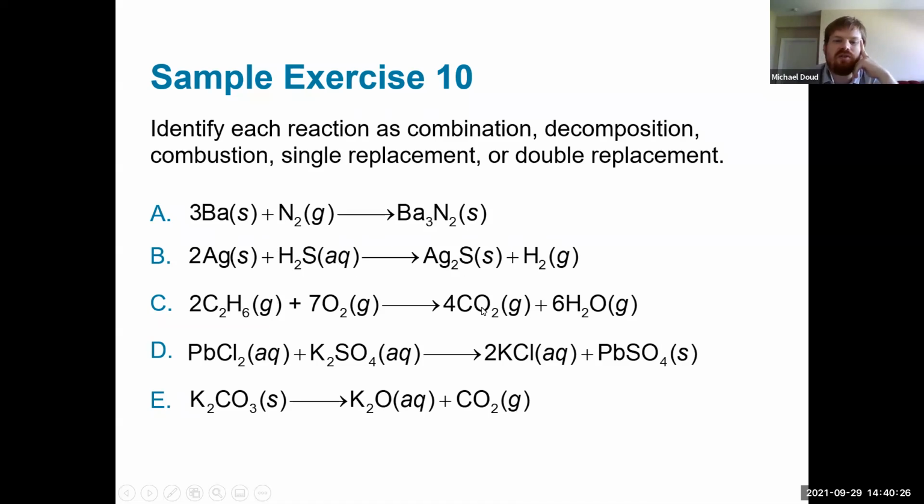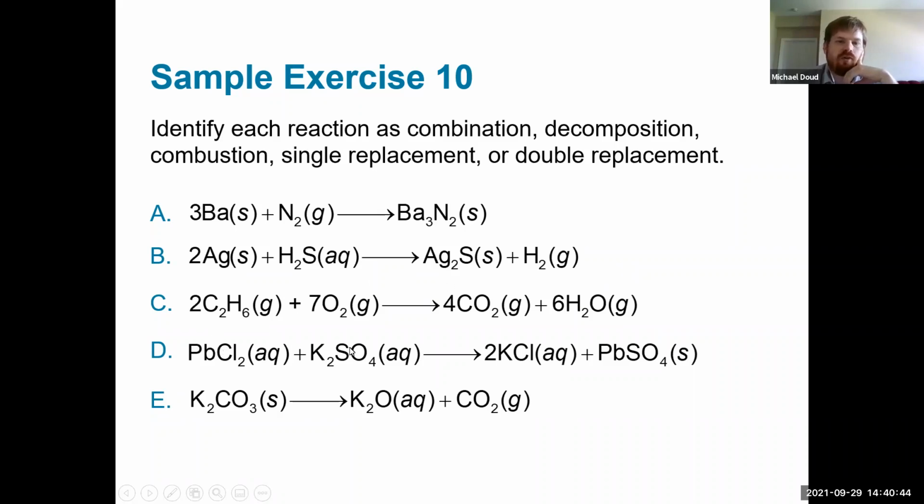2C2H6 plus 7O2 yields 4 CO2 and 6 H2O. Well, that is a combustion reaction because we have a carbon-containing reactant plus oxygen yielding CO2 and H2O as products.